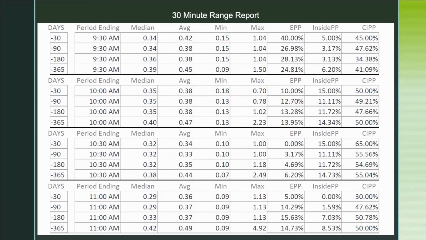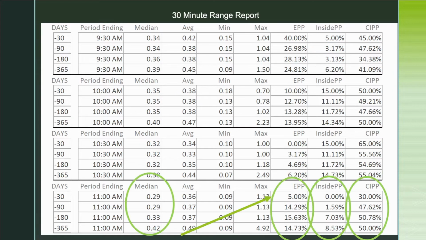Here we have our typical 30-minute range report. We see here that the CIPP statistic is the last column. If you watch the other videos, these other things have been explained to you. So here's an example. We have a low EPP statistic. So here we have a low percentage chance that the bar will encompass the previous bar.